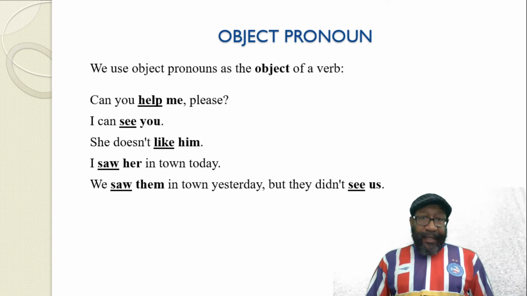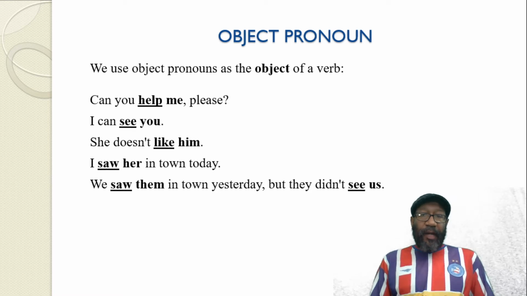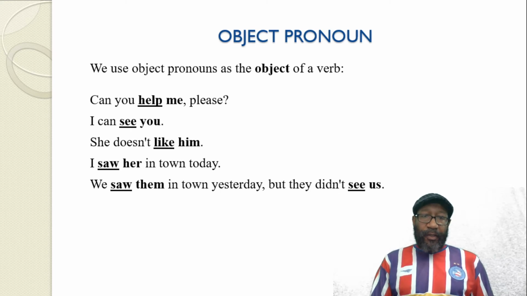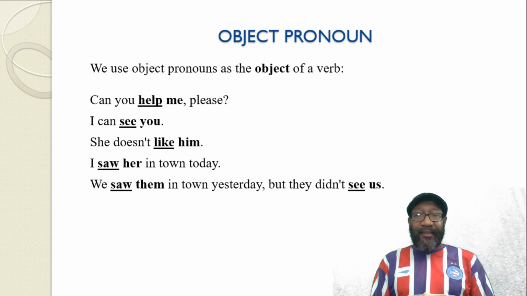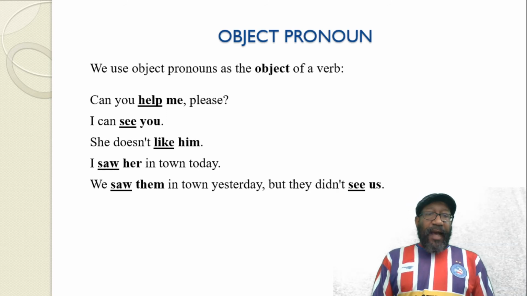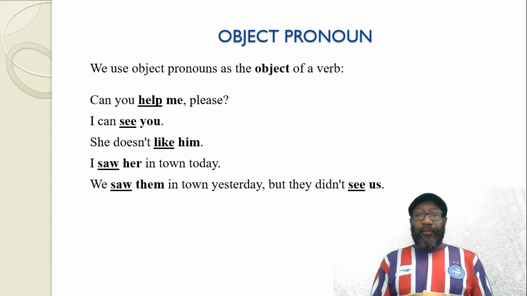On the other hand, the object pronoun we use as the object of a verb. So, can you help me, please? So, you have the verb help, to help. Help who? So, help me. So, in this case, we use the object pronoun. I can see you. So, the same situation. She doesn't like him. Also, the same situation.